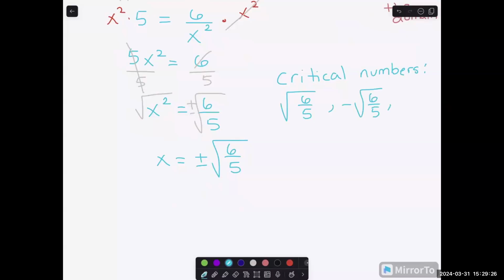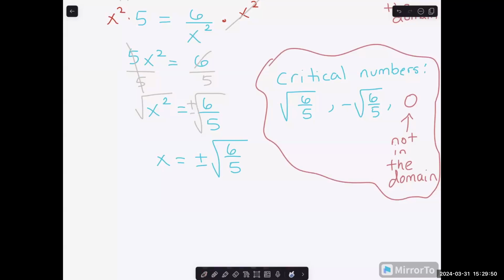And then we also had that 0, but that 0 wasn't in the domain. So we don't really have to deal with that, because we know it's not a possibility to be a max or a min, and this problem's asking us to find max or min. So we found our critical numbers. This is our first step right here.